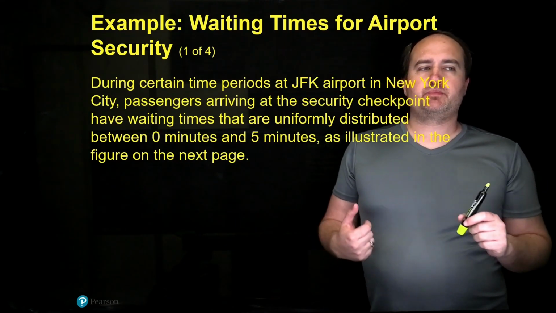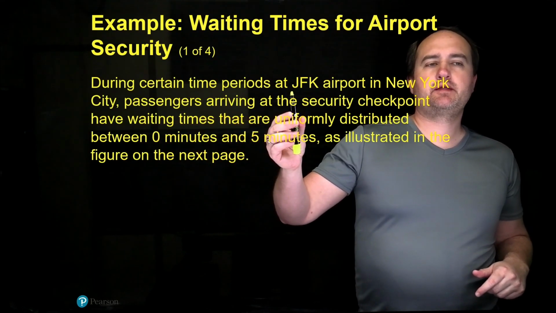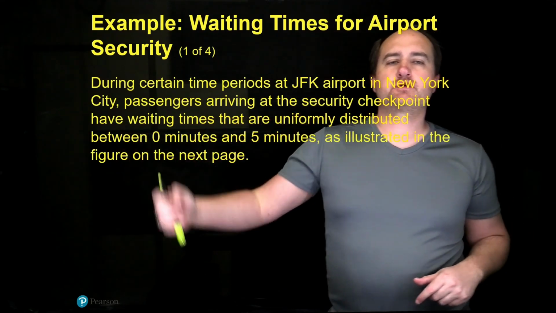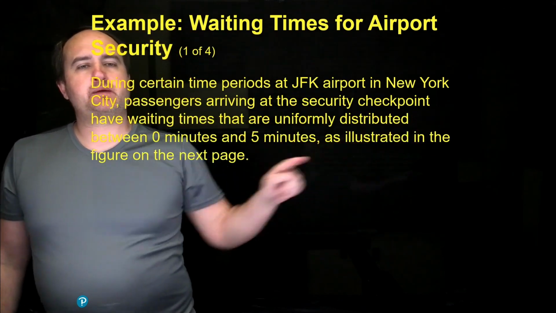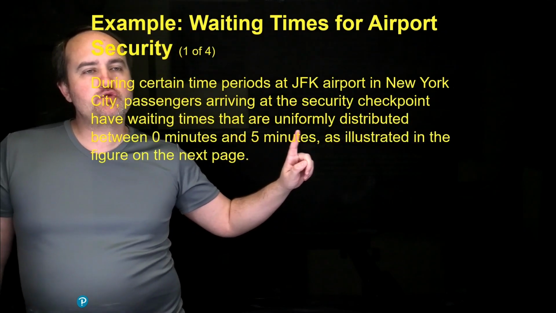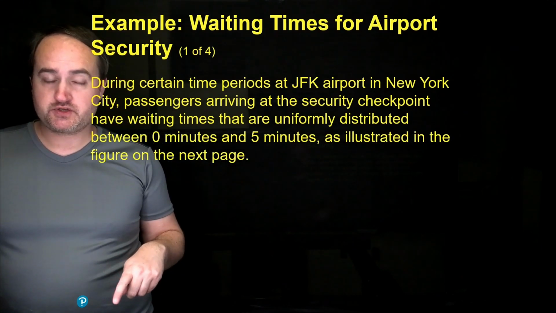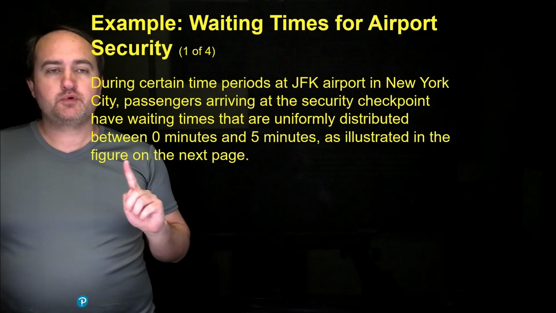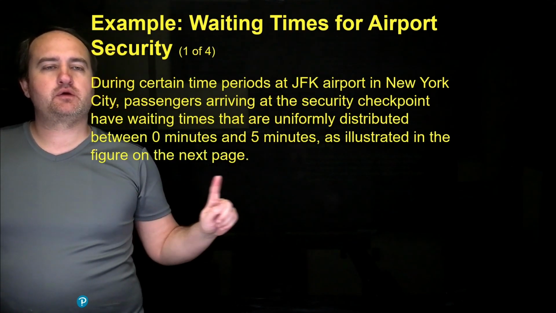Let's jump into an example. During certain time periods at the JFK airport in New York City, passengers arriving at the security checkpoint have waiting times that are uniformly distributed. Remember, uniformly distributed means it's a rectangle, between 0 minutes and 5 minutes, as illustrated in the figure on the next page.